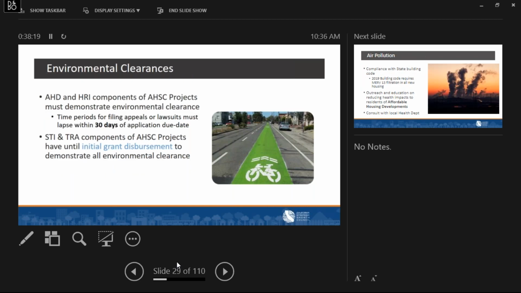So our environmental clearance requirement: the affordable housing development and the housing related infrastructure components of your project have to demonstrate environmental clearance by time of application, but the time period for filing appeals or lawsuits can lapse within 30 days of the application due date. So you have until, I believe, March 13th for that filing period to lapse. And then the transportation components of projects have until initial grant disbursement to demonstrate environmental clearance. So there's a longer runway on those components.